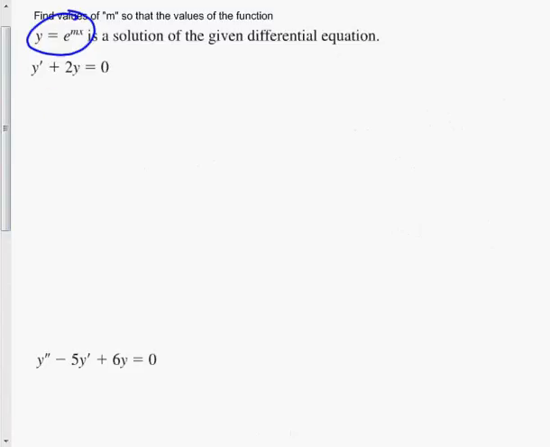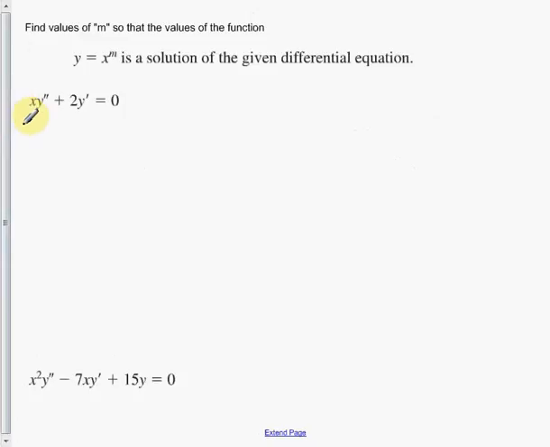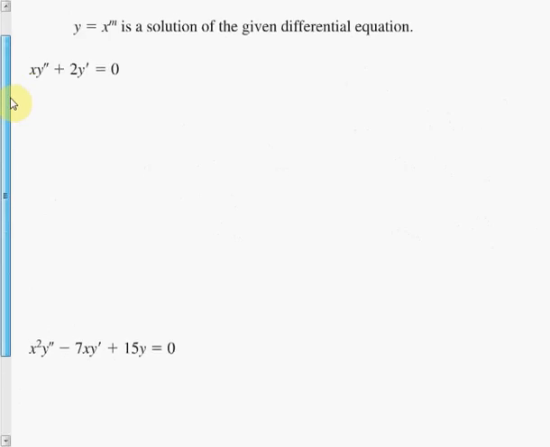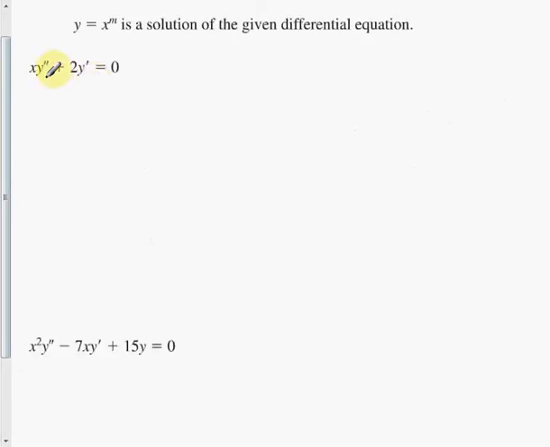Look at this. Look at these problems. This is x times y double prime plus 2y prime equal to 0. Look at the next problem. That's x squared y double prime minus 7x y prime plus 15y equal to 0. Now these problems are indeed linear. Their coefficients are x values in nature. It could be x or constant for the coefficients to be linear. But the thing about the coefficients here is that there's a variable in front. There's not just constant coefficients like the previous problems, right?